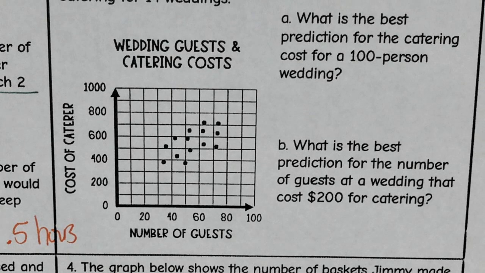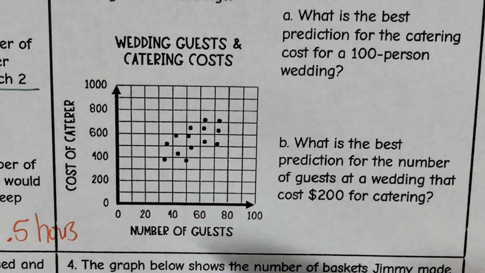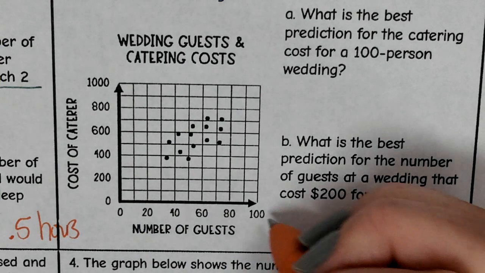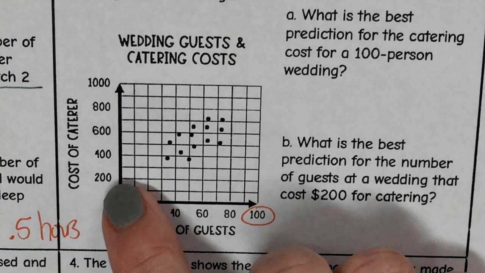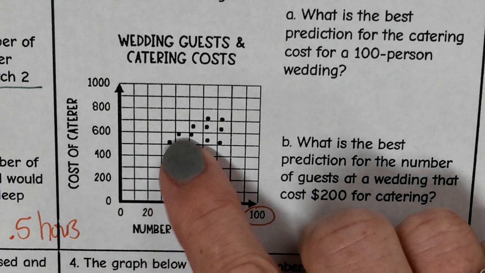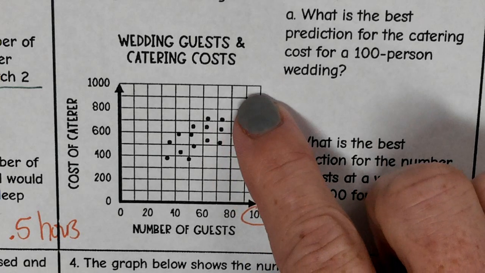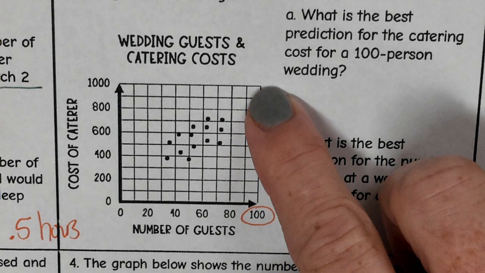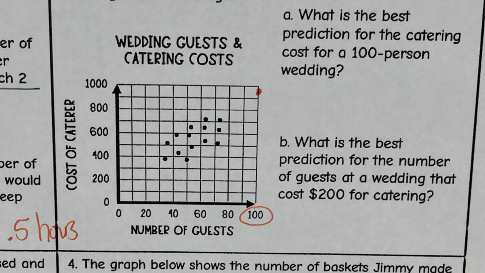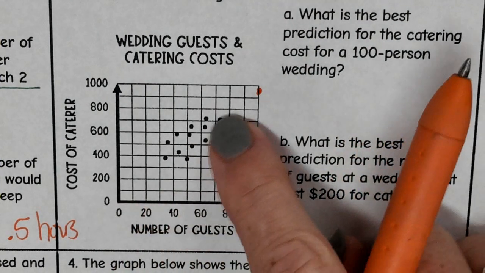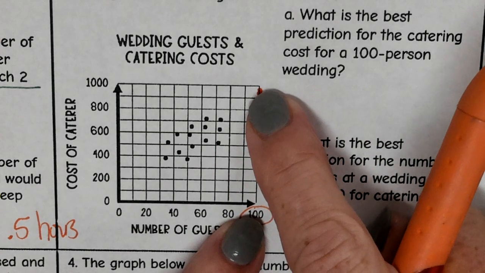All right, it says, what is the best prediction for the catering cost for a 100-person wedding? So everybody find where it would be a 100-person wedding. Which axis am I going to go to? So here's 100. Now, you can't just go up. You're going to have to move your finger. So everybody take your finger, go like this all the way till you get to where 100 is. Do y'all see where I'm at? Somewhere up here.